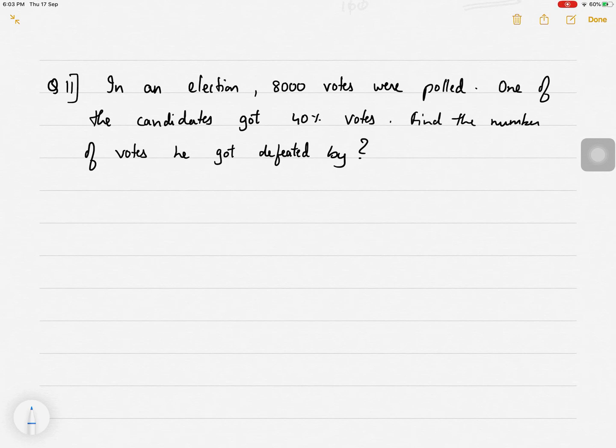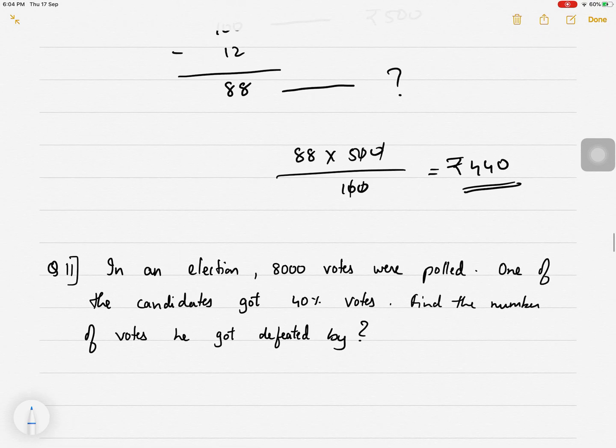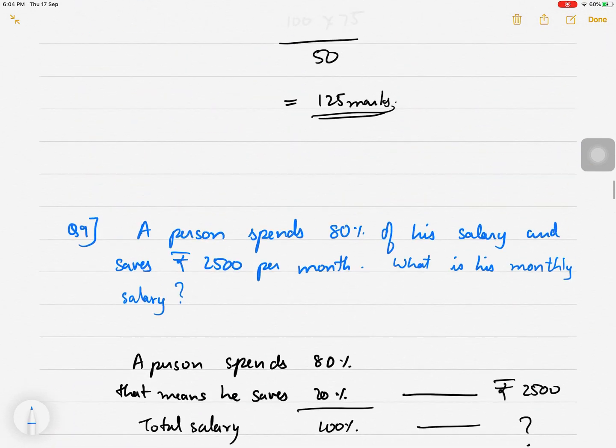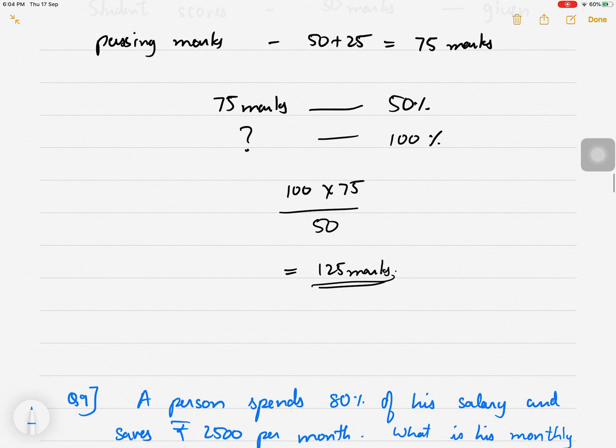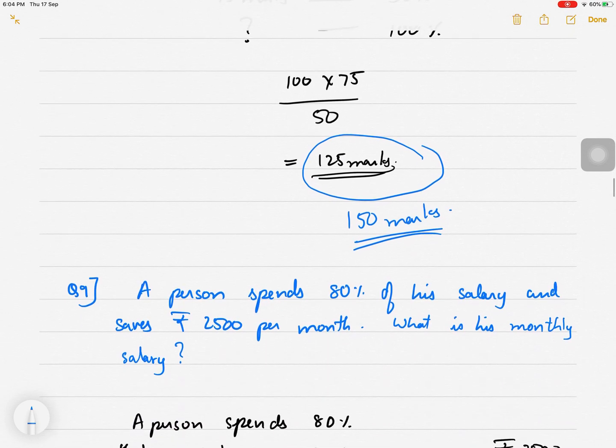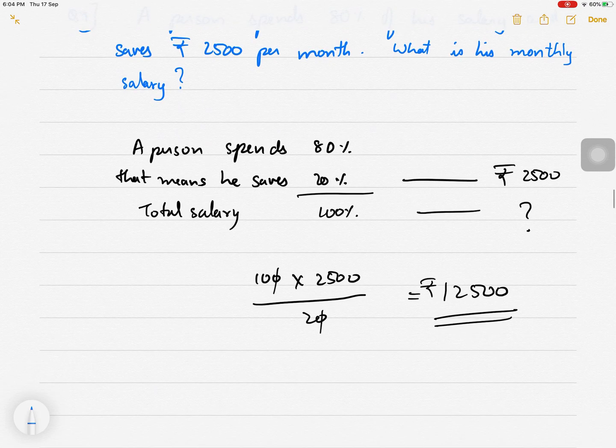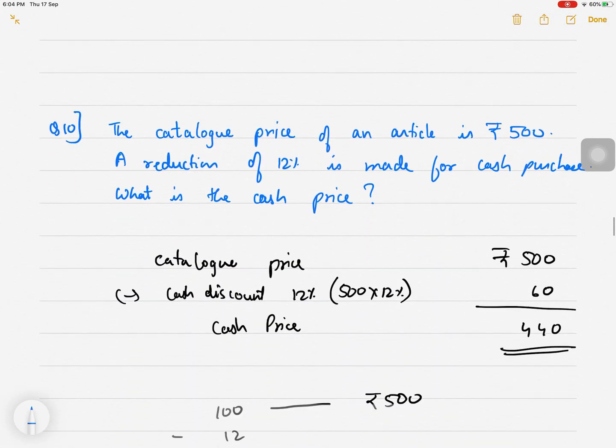Hello students, I believe you have solved 10 problems and you have understood what was taught in the previous lecture. I have made one small calculation error in question number 8. 100 into 75 divided by 50 comes to 150 marks. 150 is the answer for question number 8. I am sure you might have done it correctly.